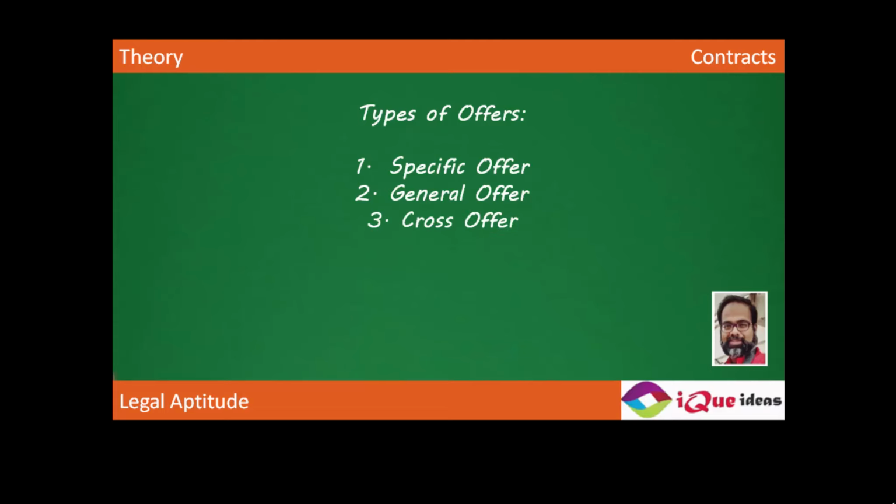Now, a cross offer is a rather typical situation. Supposing today in the morning at 7 o'clock, I decided to sell my car to my friend who is living in another city. So I write him a letter stating that I wish to sell him my car for rupees 10,000. At the same time, the same friend wished to buy my car for rupees 10,000 and hence wrote me a letter about the same.